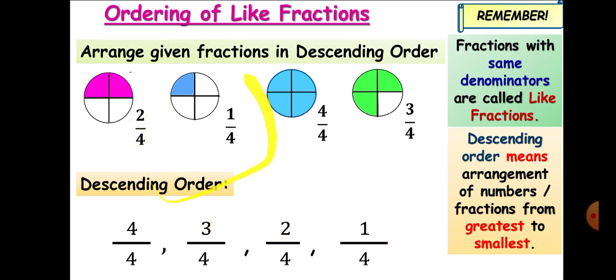So first of all, I have 2 over 4, then 1 over 4, then 4 over 4, now 3 over 4. So first of all 4 over 4, then 3 over 4, then 2 over 4, then 1 over 4.